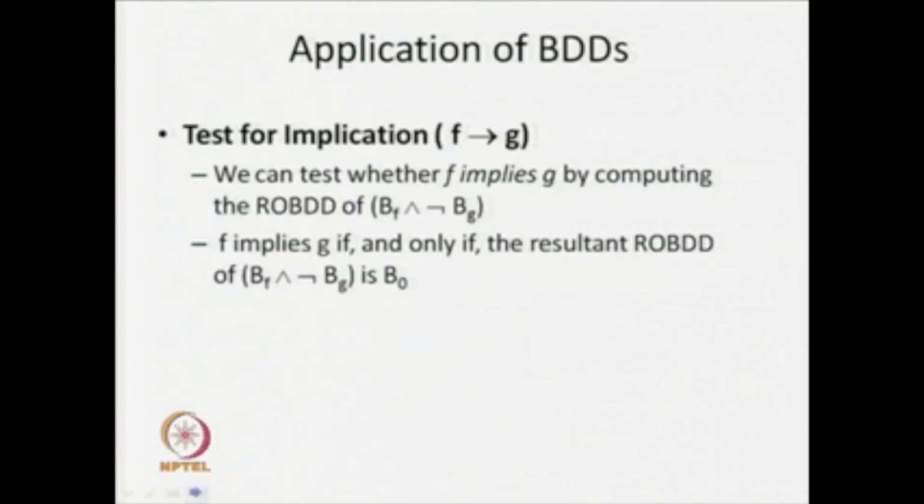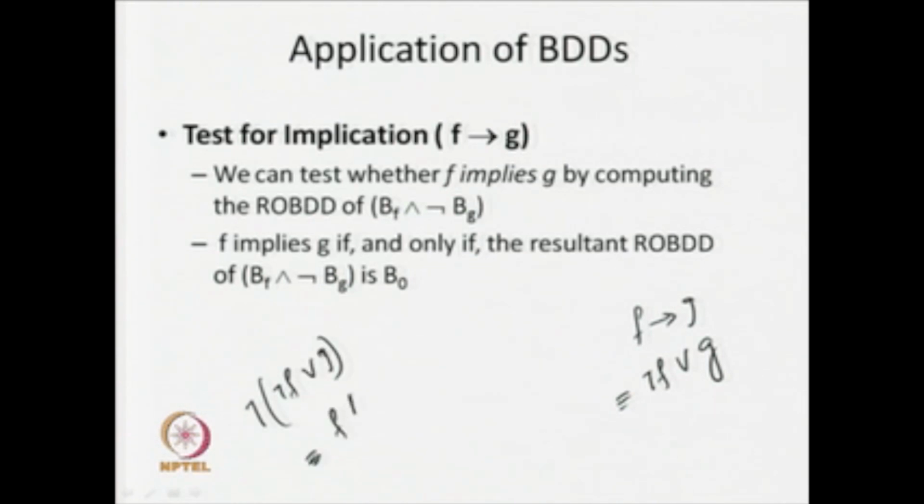Similarly, test for implication, whether f implies g or not. So, f implies g is equivalent to not of f or g. In this case, what am I going to do? I am going to take the negation of this. So, negation of f implies g. If I take the negation, what happens? I am going to get not of not f or g, and applying De Morgan's law, what do I get? This is f and not g.